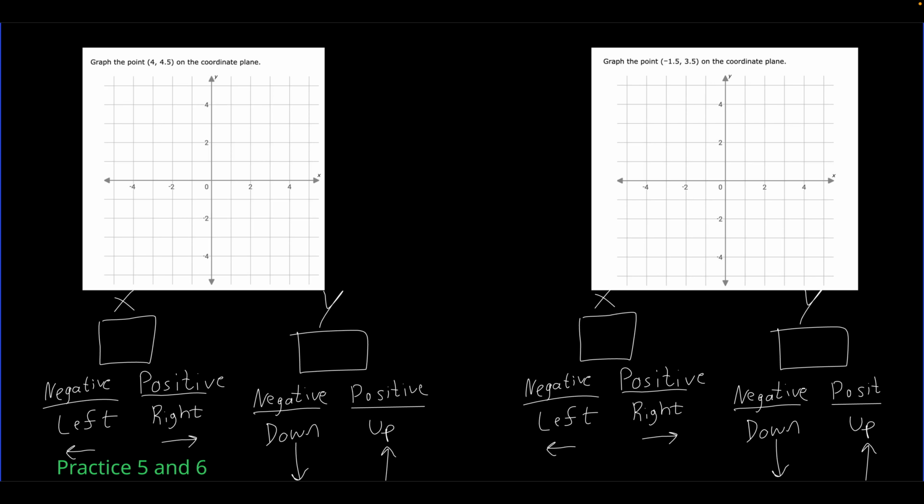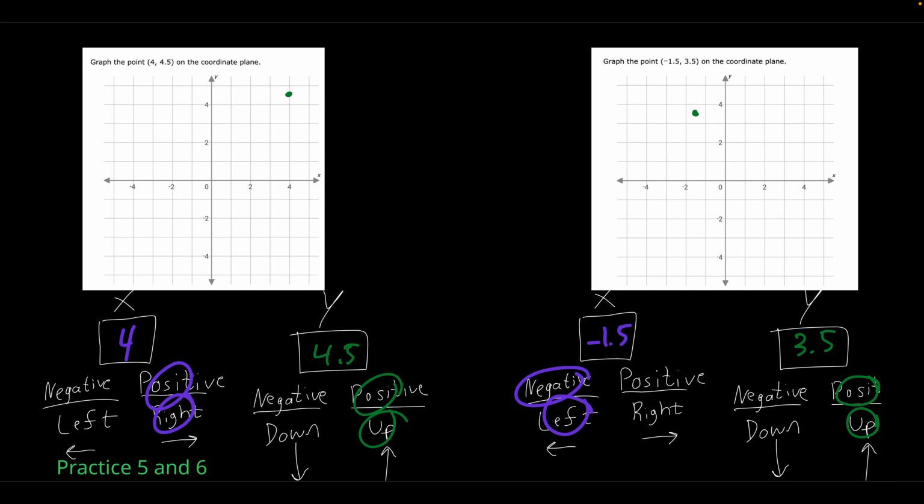Okay, now that you've had time to work these problems, let's check your solutions. Okay, for the first problem, you should have gone 4 right and 4.5 up, so you end up here. And for the second problem, you should have gone left, -1.5, and up 3.5, so you end up right here.